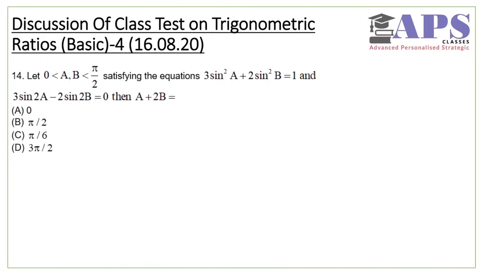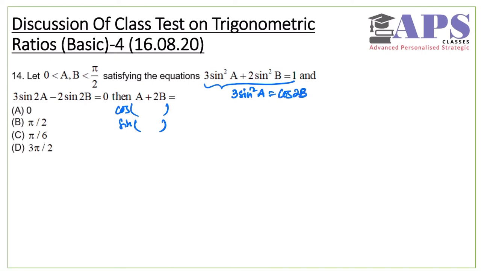Question number 14, it is a little tricky here. There are two equations in terms of sin A and sin B, sin 2A, sin 2B, and we have to find the angle A plus 2B. When you have to find the angle, either you have to find cos of that angle or sin of that angle. Then only if I get some value, then I can get the angle. So for that, whatever formula can be applied. Here I think I can apply 3 sin square A. If I take that to the other side, I will get cos 2B. That formula can be applied.